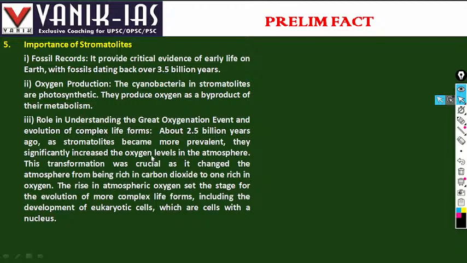About 2.5 billion years ago, as stromatolites became more prevalent, they significantly increased the oxygen level in the atmosphere. This transformation was crucial as it changed the atmosphere from being rich in carbon dioxide to one rich in oxygen. The rise in atmospheric oxygen set the stage for the evolution of more complex life forms, including the development of eukaryotic cells, which are cells with a nucleus.